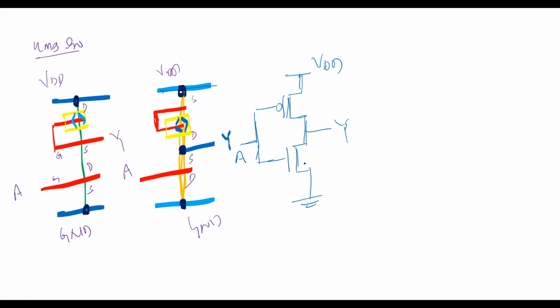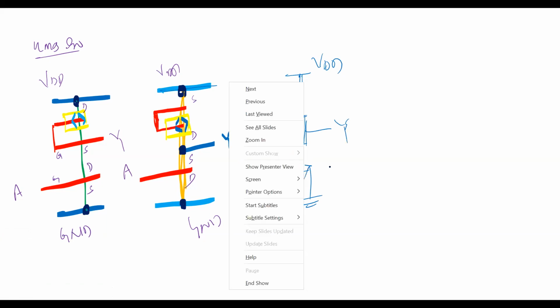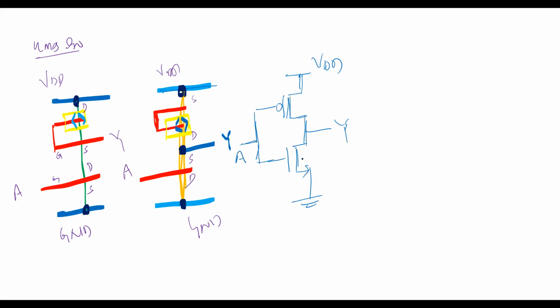Here the notations. So this is the M1 transistor. This is the M2 transistor. In the M1 transistor, source is grounded and drain is the output. In the PMOS transistor, the source is VDD and drain is the output. Yeah, this is the schematic.